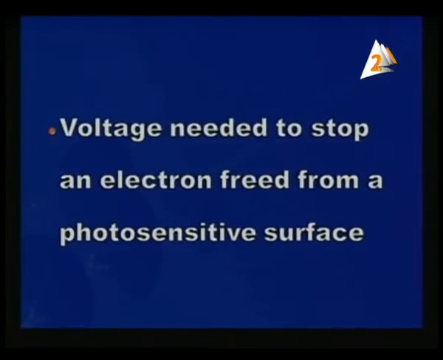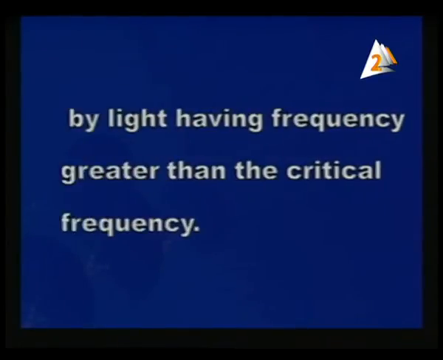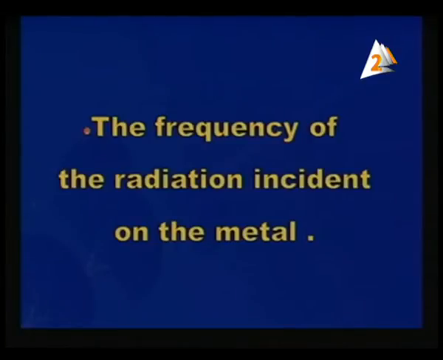What are the factors affecting the voltage needed to stop an electron freed from a photosensitive source? The electron is freed by light, of course, having a frequency greater than the critical frequency. The factors are the frequency of the incident radiation, frequency of the radiation incident on the metal.